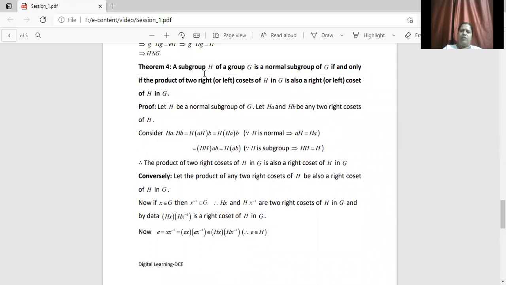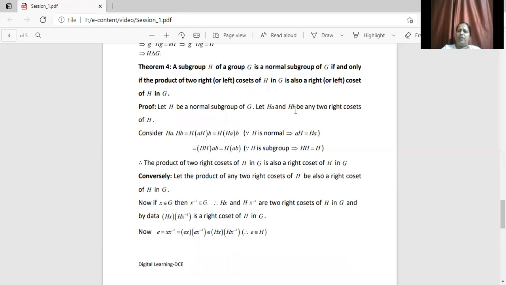Theorem number 4. A subgroup H of a group G is a normal subgroup of G if and only if the product of two right or left cosets of H in G is also a right or left coset of H in G. So the fourth theorem says that when H is a normal subgroup of G, then the product of two right cosets or two left cosets is again a right or a left coset of H in G.